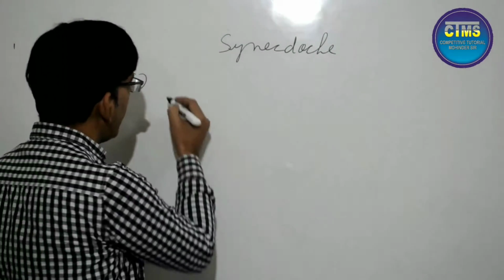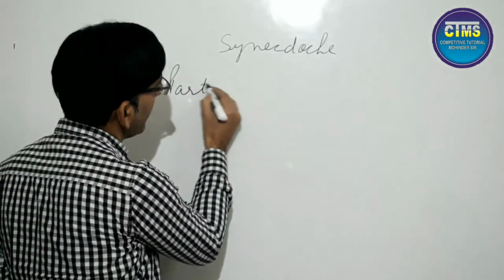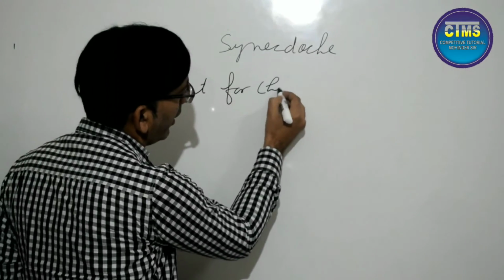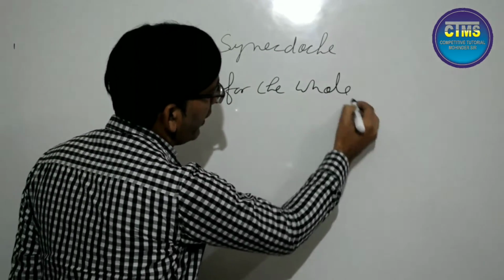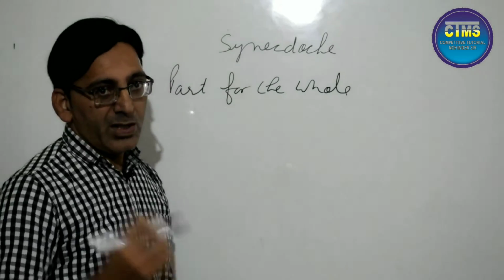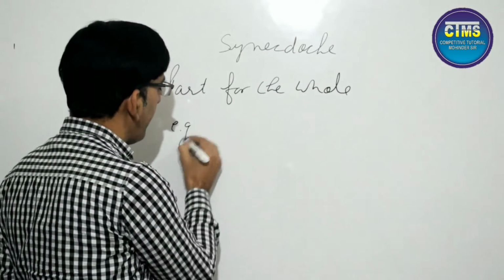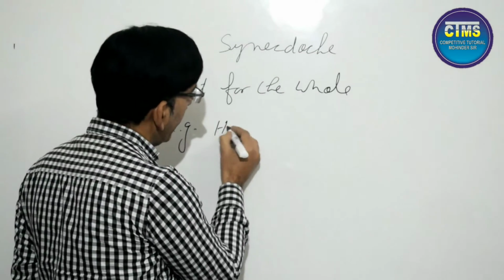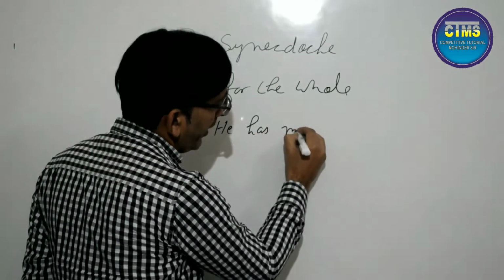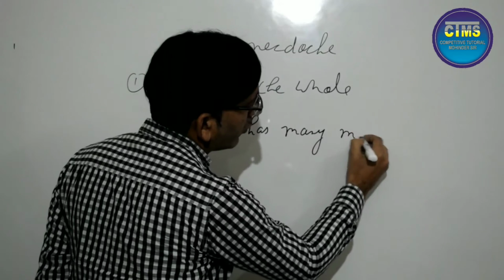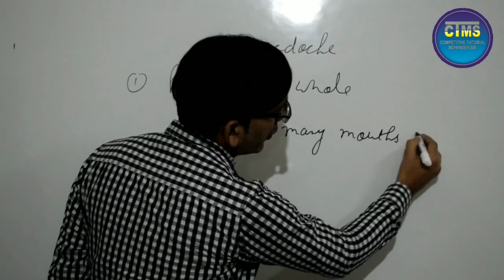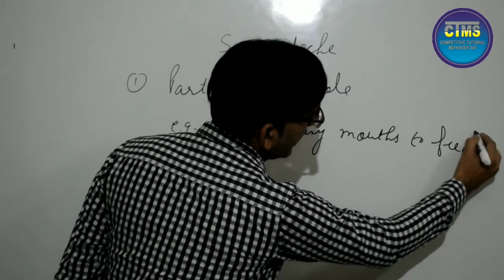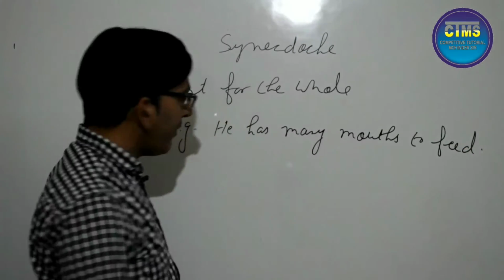The first variety that you know is part for the whole. In this variety we use part for the whole. I want to give you some examples and you will be able to understand that. For example, he has many mouths to feed. So that is an example of part for the whole.